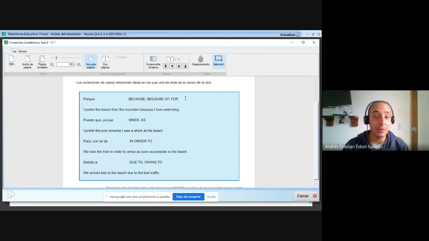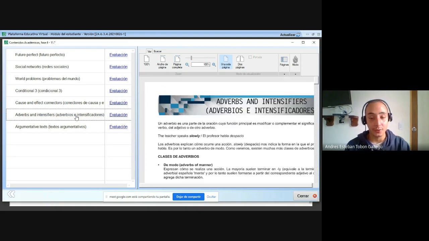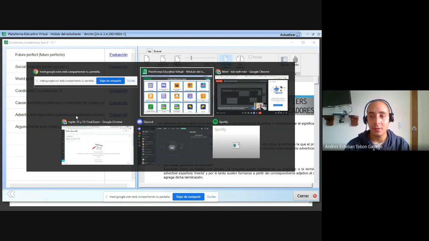Okay, I prefer the beach to the mountain because I love swimming, right? Explanations. I prefer the pool since I saw a shark at the beach. Okay, so in that case, you're talking about preferences regarding places. We took the train in order to arrive as soon as possible to the beach. Can you see? And finally, I arrived late to the beach due to the bad traffic. Okay, consequence of something. In those cases, the transitional words or the connectors become a really, really important factor over there.